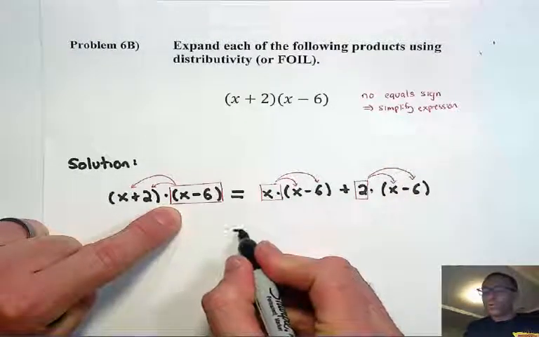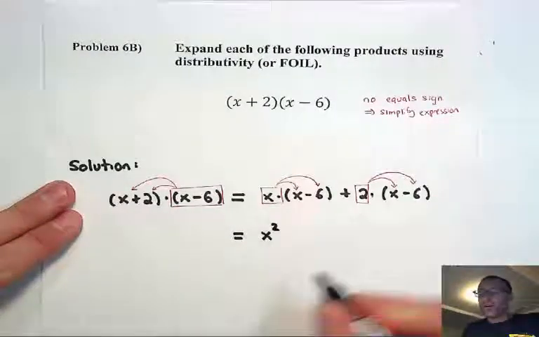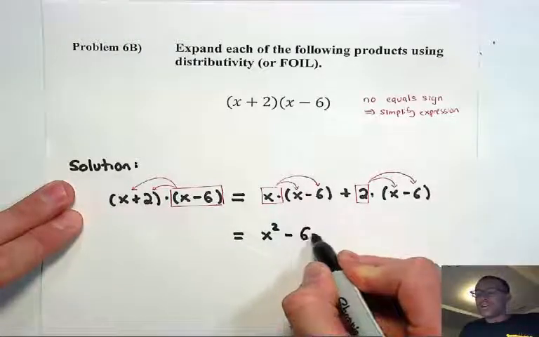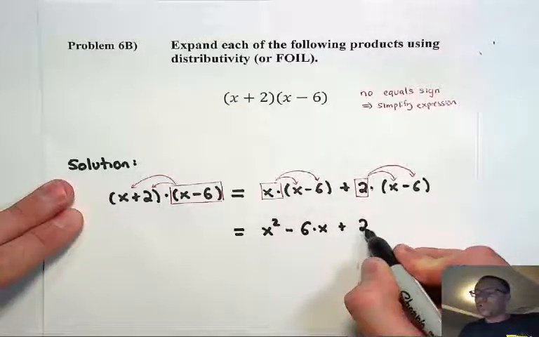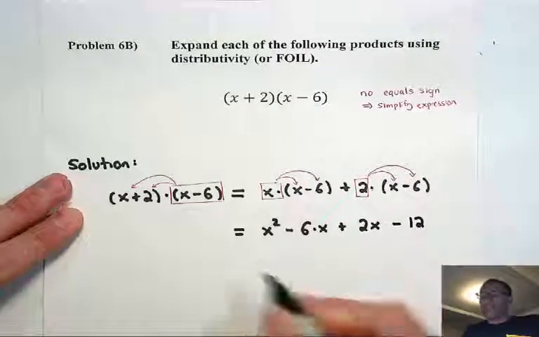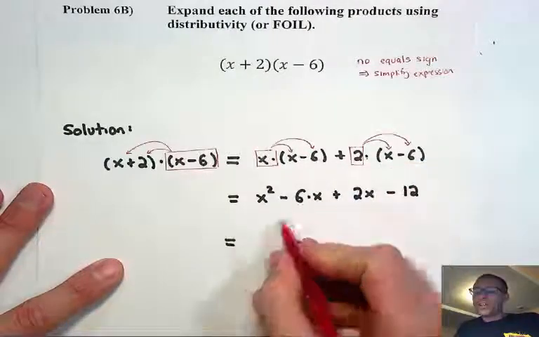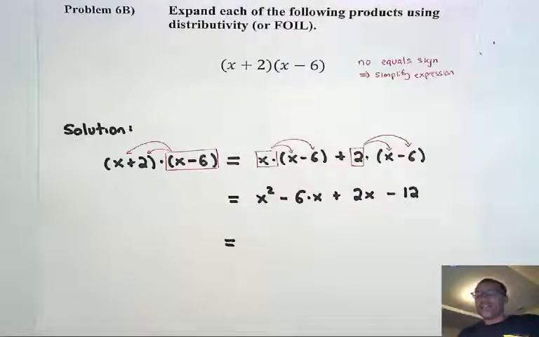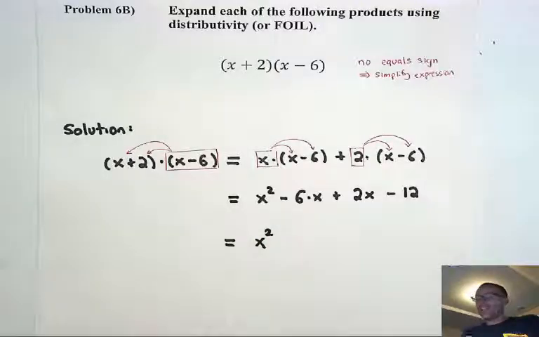In this case, we see that x times x is x squared. X times negative 6 would be negative 6 times x. Here we have 2 times x is 2x, and then 2 times negative 6 is minus 12. When we're looking at this sum of terms, we see that there are no other square terms in the entire statement. X squared doesn't change.